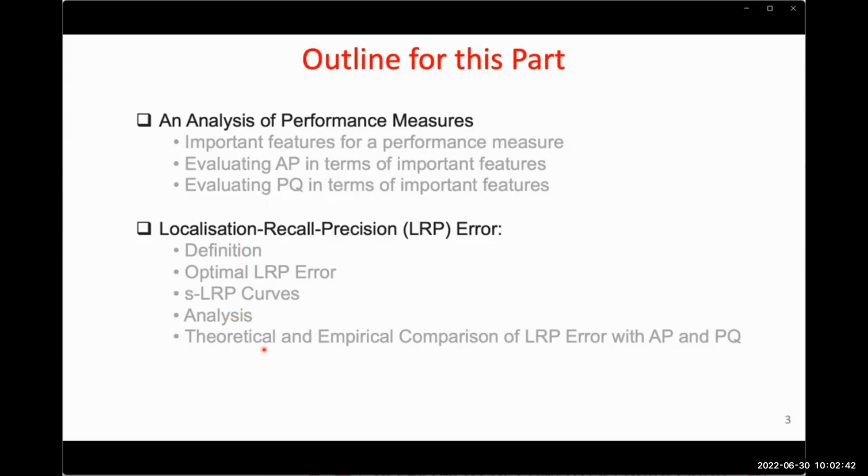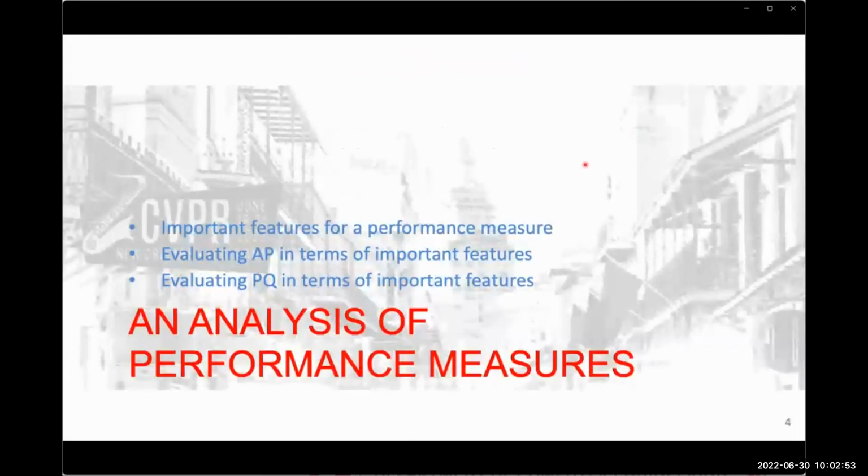Finally, I will provide a comparison of LRP error with average precision and panoptic quality in terms of their theoretical aspects and empirical behaviors. Okay, let's start with the first section of this part of our tutorial. In this section, as I mentioned before, we will introduce 3 important features and analyze average precision and panoptic quality with respect to those features.